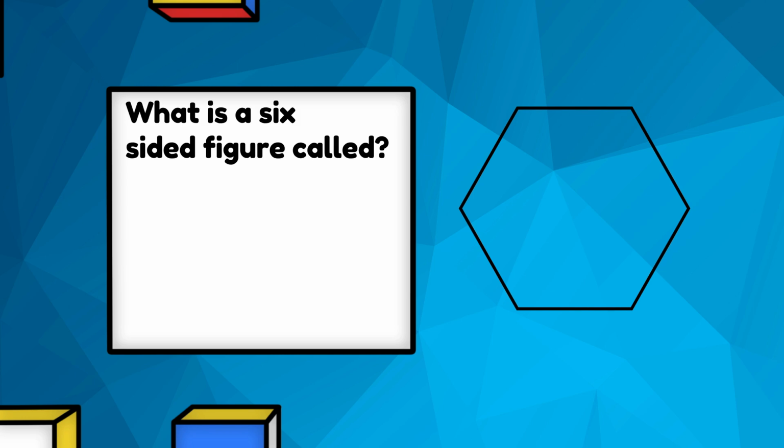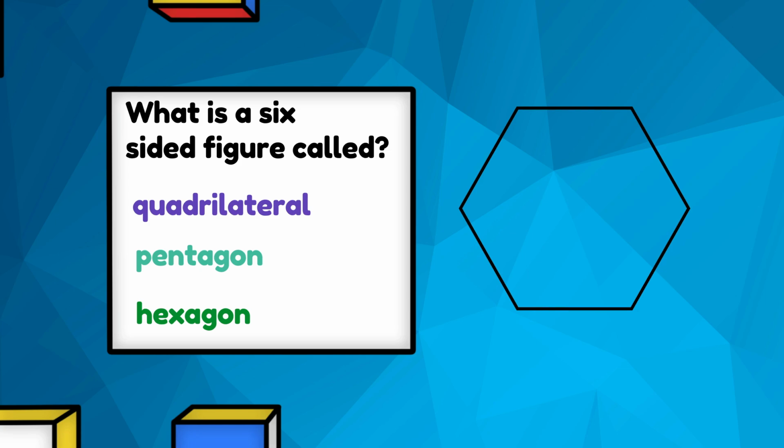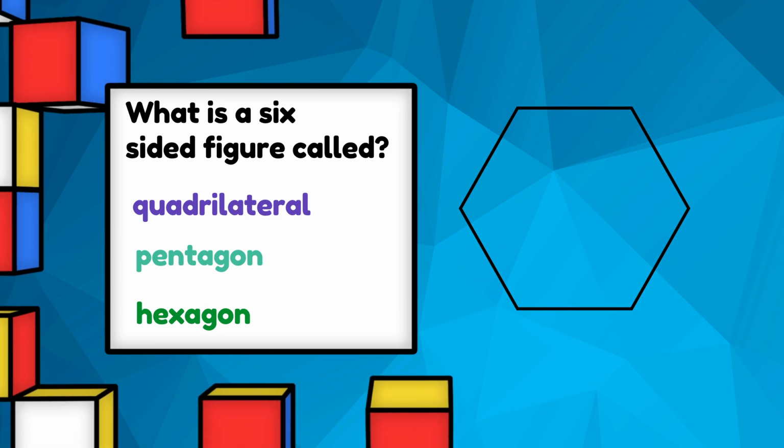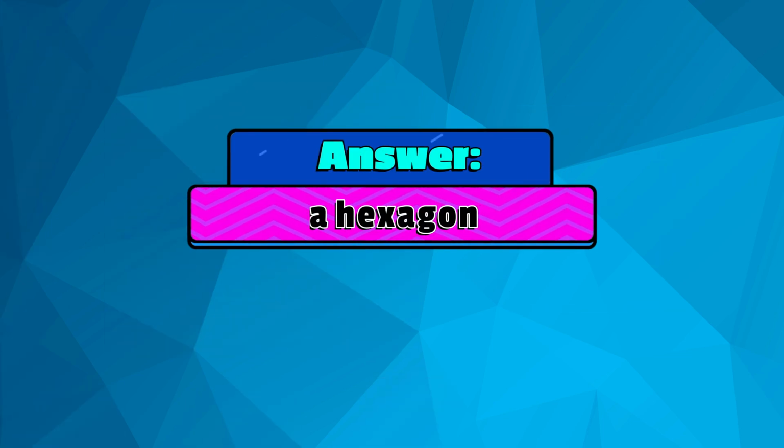Question 2. What is a 6-sided figure called? A quadrilateral? A pentagon? A hexagon? If you said a hexagon, you got it!